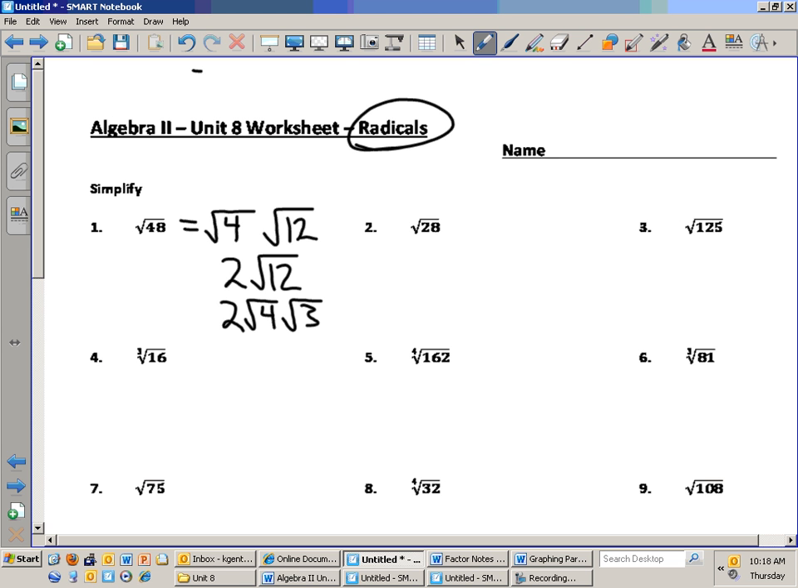What is the square root of 4? 2. And 2 times 2 is 4. So we have 4 square roots of 3. Now that's what Garrett told me to do right away, and there's nothing wrong with that, reducing it more than once.